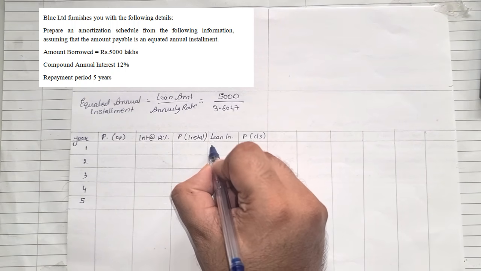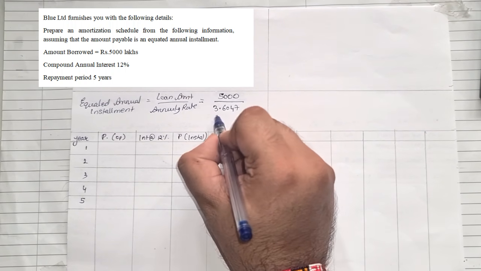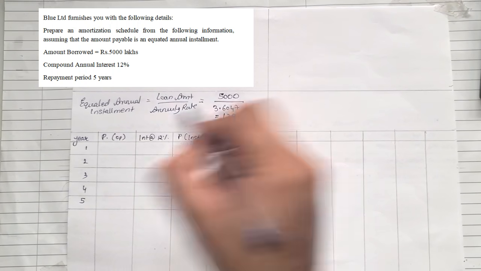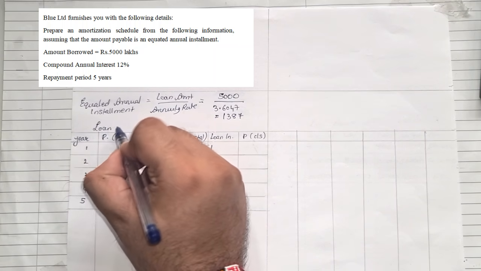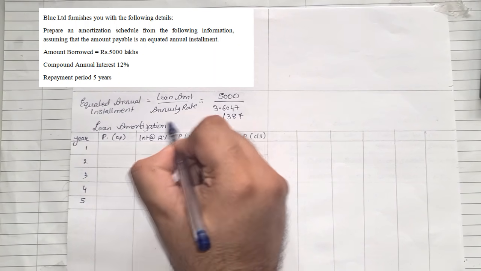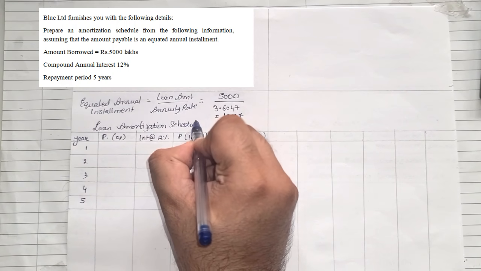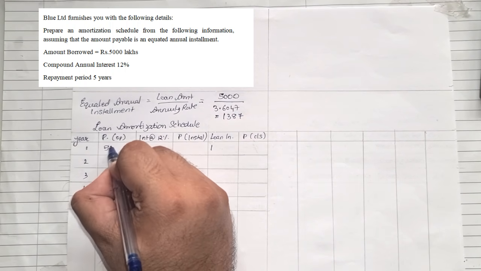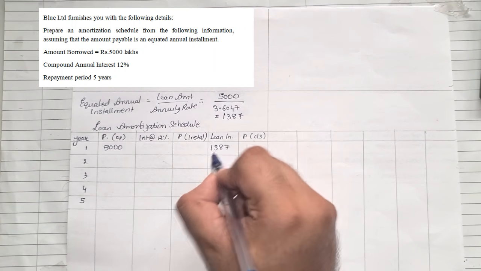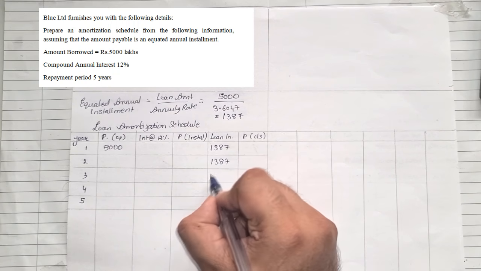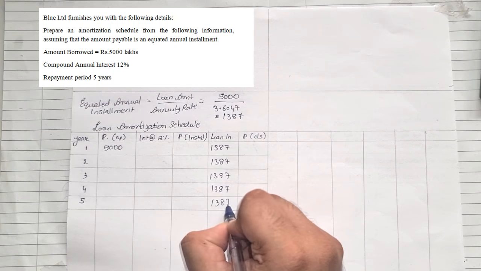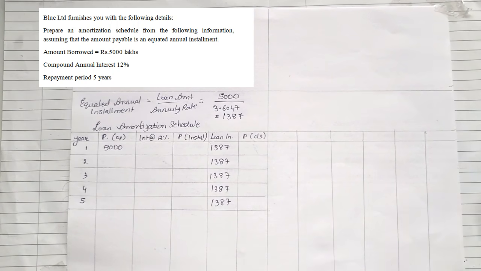So loan installment will be, first I'll just write it here, this is 1387. Okay, so let us start with the loan amortization schedule. Okay, the opening balance is 5000. Now the loan installment is 1387, so I'll write 1387 in all the cases. Okay, so we'll start now.